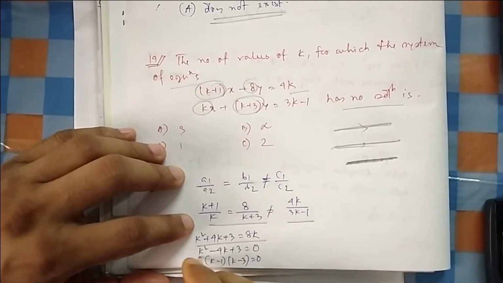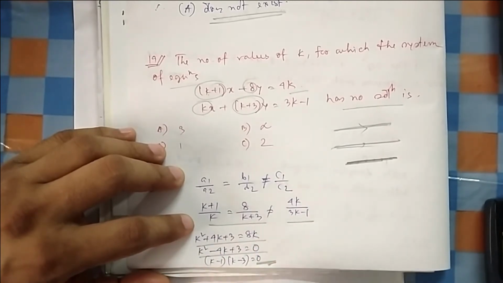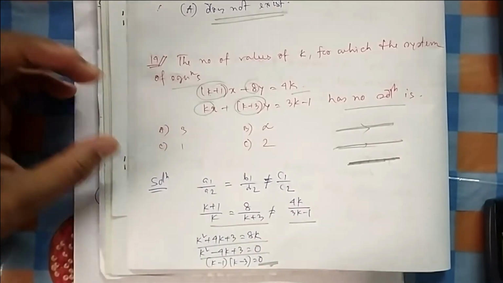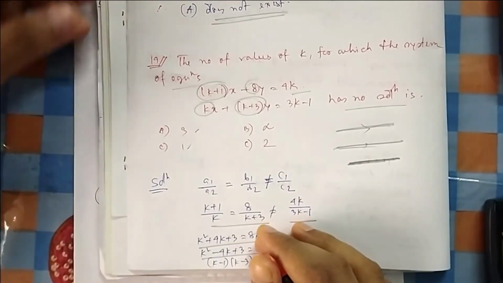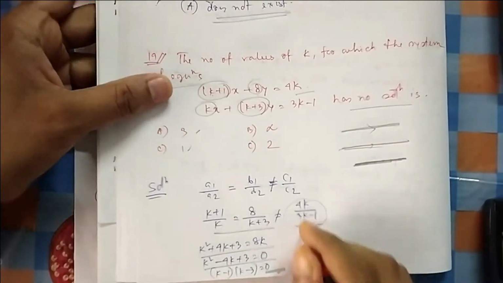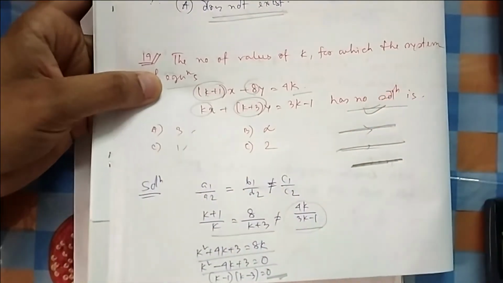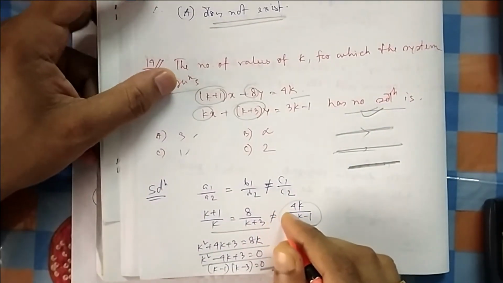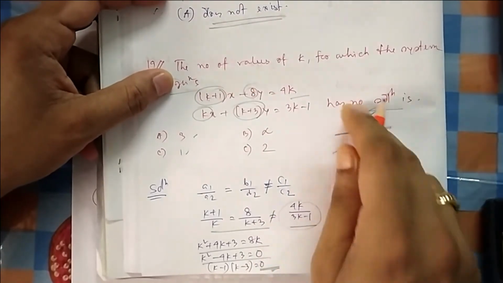Suppose I solve the equal to part, you will find two values, k equal to 1 and k equal to 3. Now which one should you give as the answer, because both are in the options? So now you have to check which one is satisfying this condition. Not equal to also has to be satisfied, because no solution is there. If it doesn't satisfy this one and accidentally it becomes equal, then it will be an infinite solution.